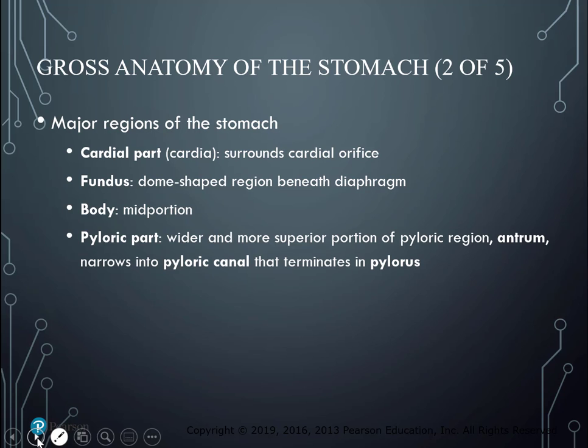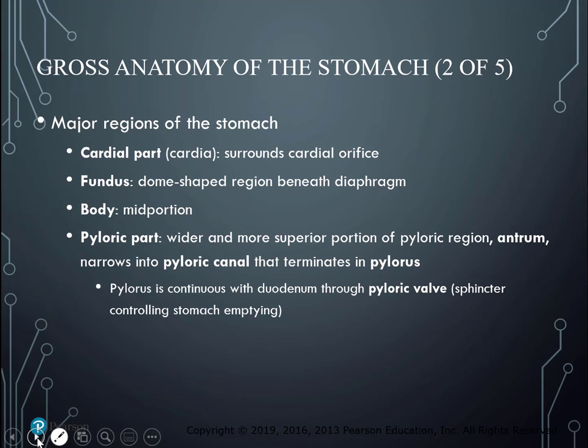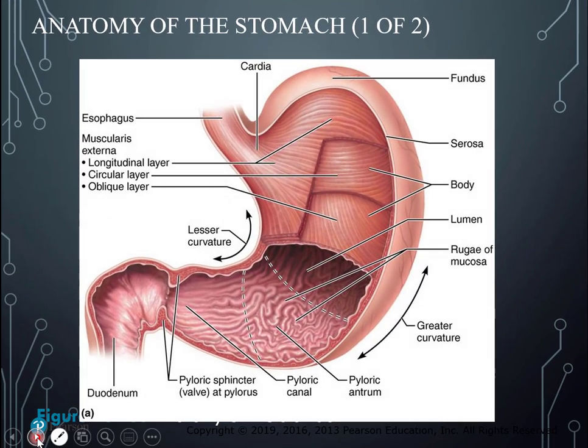The pyloric part is the wider and more superior portion of the pyloric region. The antrum narrows down into the pyloric canal and terminates in the pylorus. The pylorus is continuous with the duodenum through the pyloric valve, which is a sphincter that controls the emptying of the stomach.